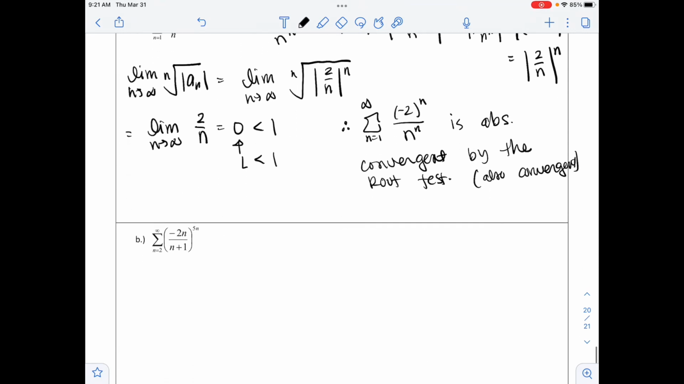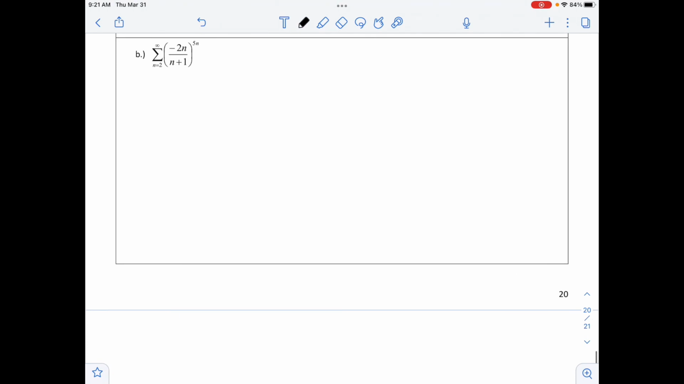The example right below says, find the sum from n equals 1 to infinity of negative 2n over n plus 1 raised to the 5nth power. And so for this problem, our a sub n is equal to negative 2n over n plus 1 to the 5nth power. And again, since this is raised to an nth power, I'm going to consider using that root test first. And so I'm going to look at the absolute value of a sub n, which is going to be the absolute value of negative 2n over n plus 1 to the 5nth power.